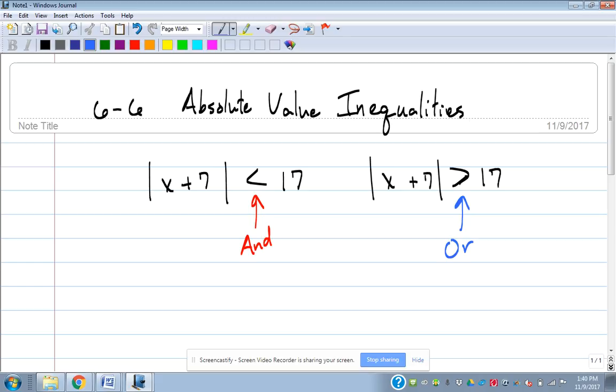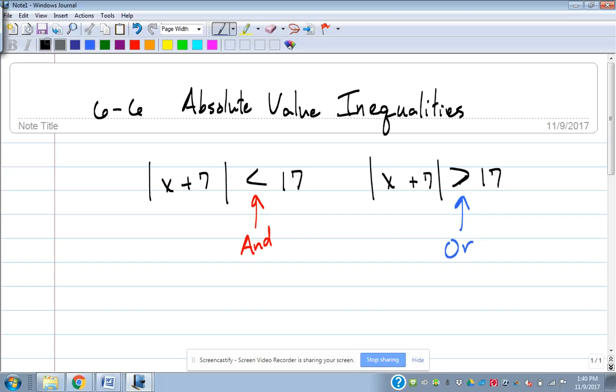Okay. Thank you. So if it's less than 17, the distance from 0 is getting closer to 0, right? And problems, the answers are in the middle. So less thans are ands because the answers are in the middle. Greater thans, if the distance from 0 is 17 or bigger, we're getting away from 0. So that's why a greater than is or, because or problems, their answers go out to the sides. So that's why a less than is and, and a greater than is or.